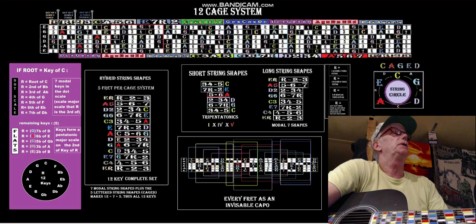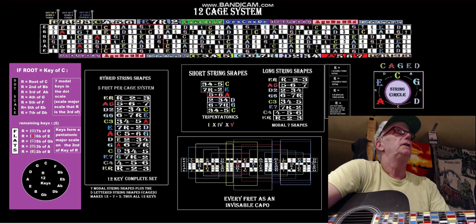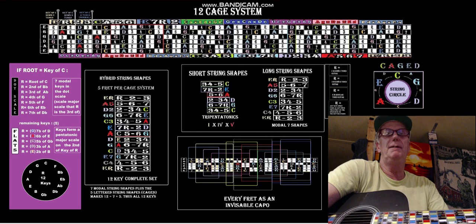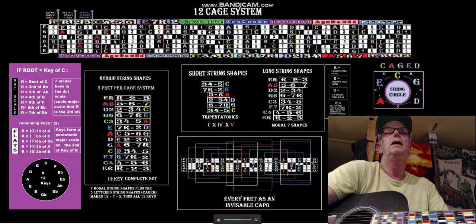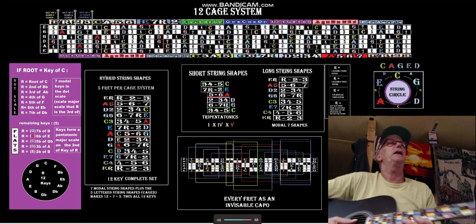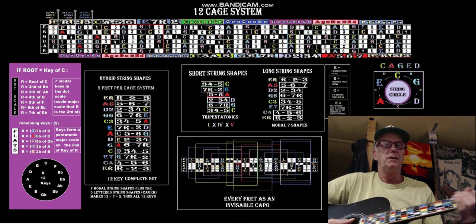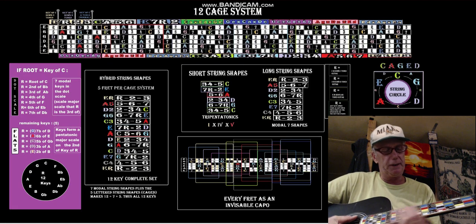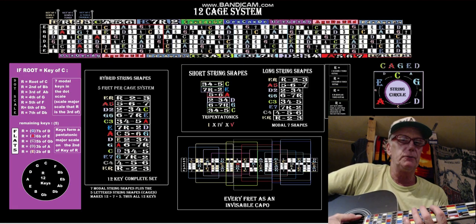Okay, so here we're going to do a little bit of groove here. Ignore the commercial. So this is just A minor, right? So what are we looking at? We're looking at a 6, 7, root 2, 3, 4.